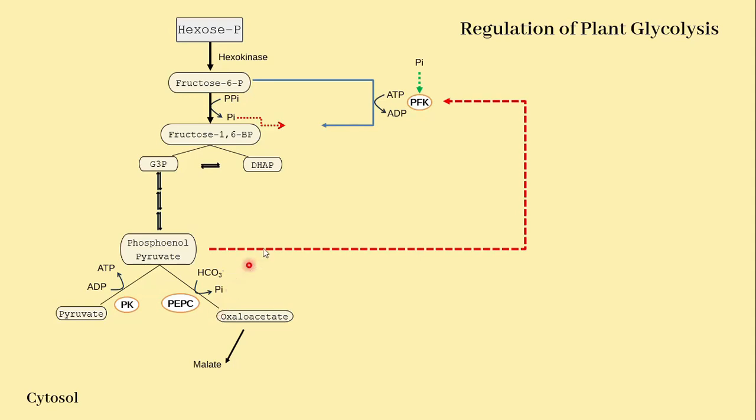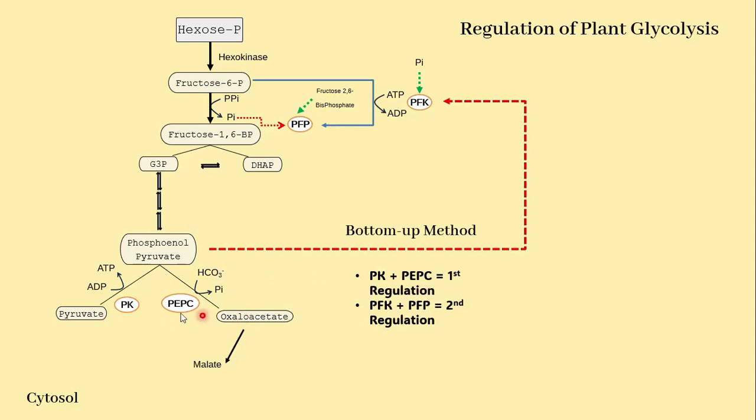Right, the control of glycolysis in plants basically comes from the bottom-up method, while in animals it comes from the top-down method. In plants, primary regulation of glycolysis takes place at the level of phosphoenol pyruvate metabolism by pyruvate kinase and phosphoenol pyruvate carboxylase, while secondary regulation is exerted by phosphoenol pyruvate at the conversion of fructose 6-phosphate to fructose 1,6-bisphosphate.